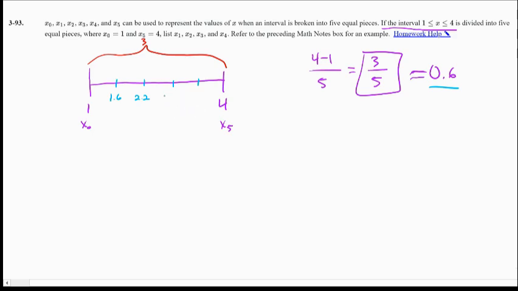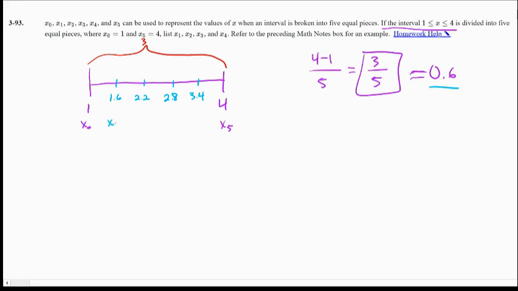2.8 here, and 4. So again, it's going up by 0.6 each time. And just to make sure that you're doing it right, you should end at this number here if you were to add another 0.6 in this problem. So these all seem to be right.